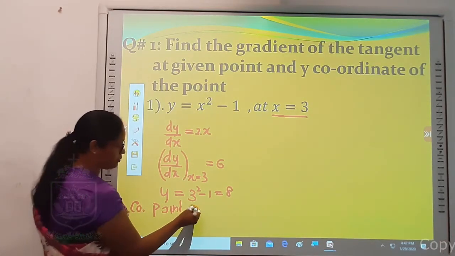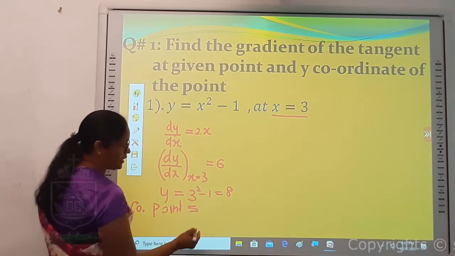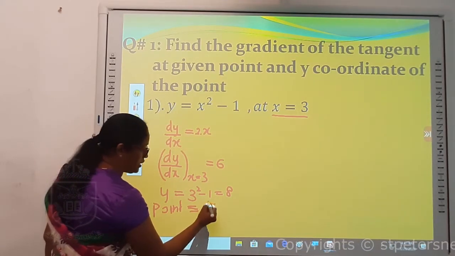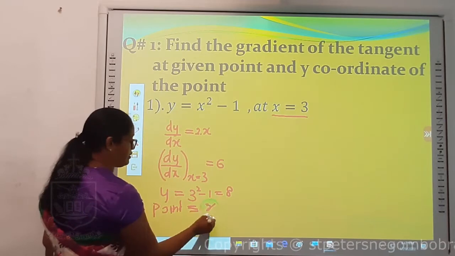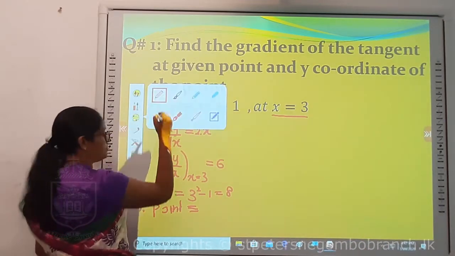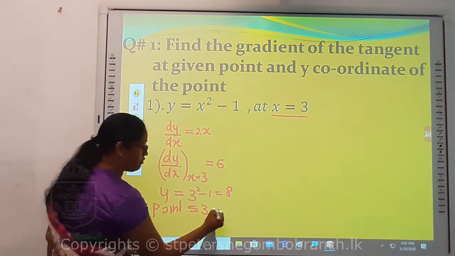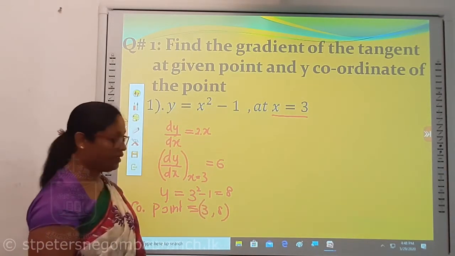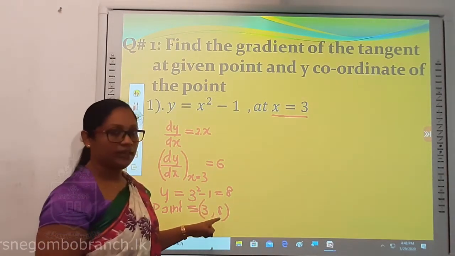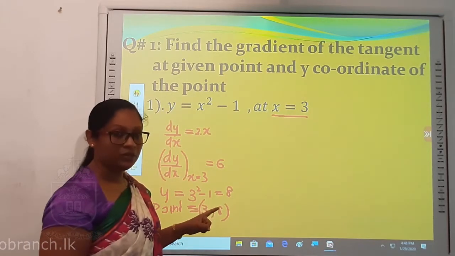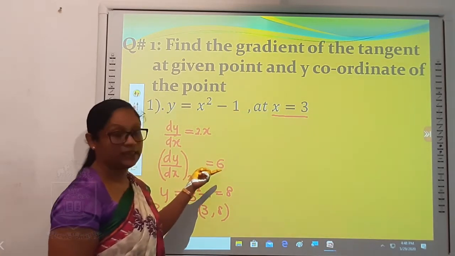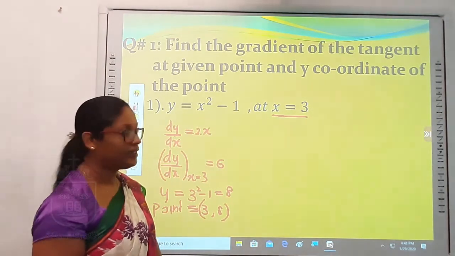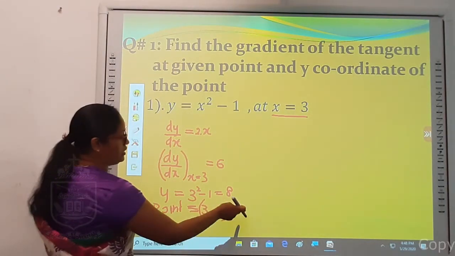The coordinates of the respective point: the x coordinate is 3, and the y coordinate we found is 8, right? At the point (3, 8), the tangent has been drawn. And 6 is the gradient of that tangent, right? We will move to the second question.